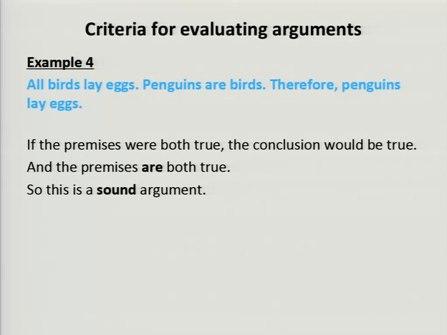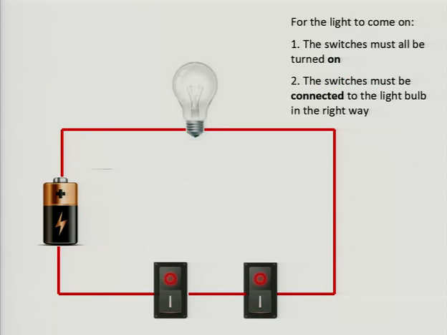We can also look at this in a bit of a different way. Here's just a different way of visualizing this relationship between validity, truth, and soundness. So this is an analogy. Let's say that a sound argument is like a situation where a light bulb is turned on. Two things have to be fulfilled, two switches have to be turned on, and they have to be appropriately connected to the light bulb.